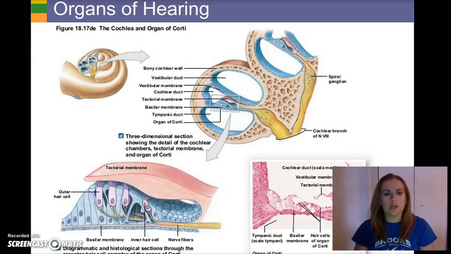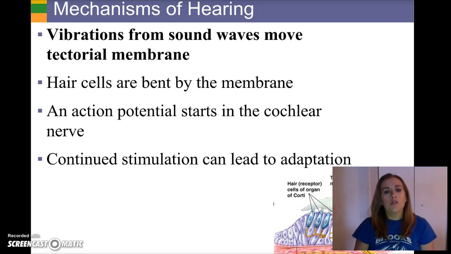This is just some more diagrams, again showing you the same thing. So here is the cochlea. We've got another cross section. So we are looking again at the organ of Corti here in the middle, and then this is just a very zoomed in version of the organ of Corti. So again, you've got the basilar membrane, you've got the hair cells, the tectorial membrane. When this moves, it moves the hair cells or bends them. When they are bent, an impulse is sent down the nerve fiber. So, vibrations from sound waves move the tectorial membrane.